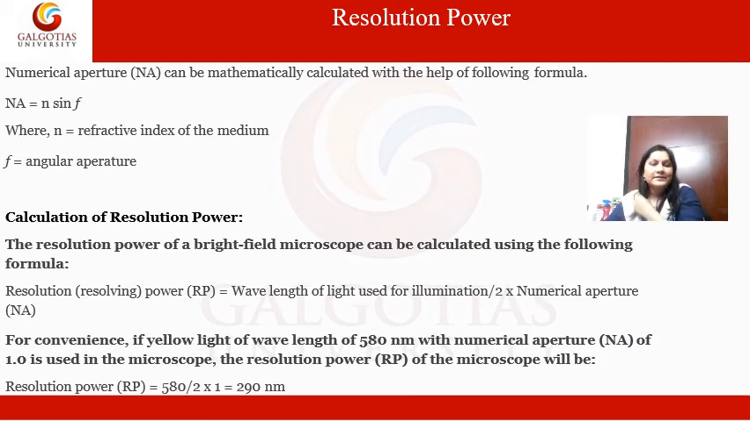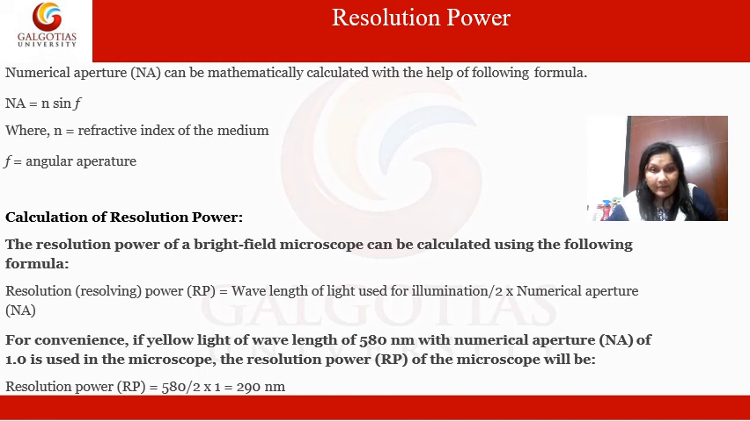This can be understood by the equation. Numerical aperture can be mathematically calculated with the help of the following formula, that is NA = n sin θ, where NA is the numerical aperture, n is the refractive index of the medium and θ is the angular aperture. Now let's see how we can calculate the resolution power by using these terms.